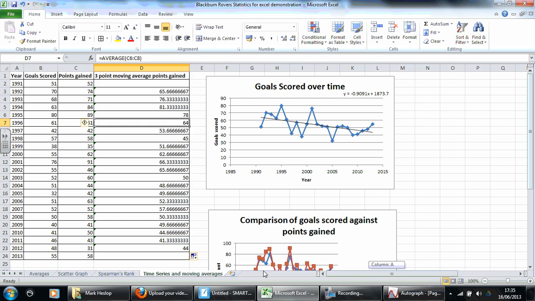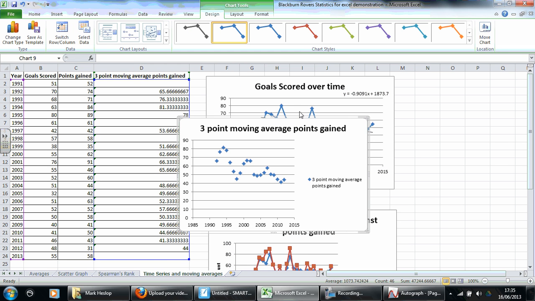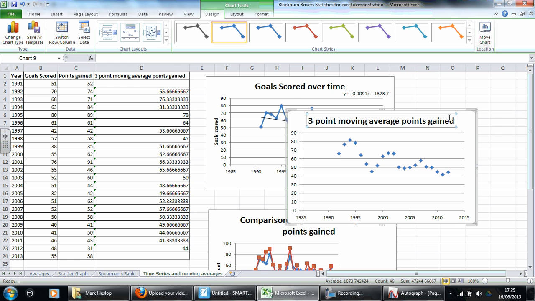So I've got all the moving averages, and if I wanted to, I could plot them as well on maybe a separate scatter graph. Those 2 columns, year and 3-point moving average, scatter, and there we go, 3-point moving average, points gained. Again, don't need the key. Again, this can be points gained over time. Moving average of points gained over time.